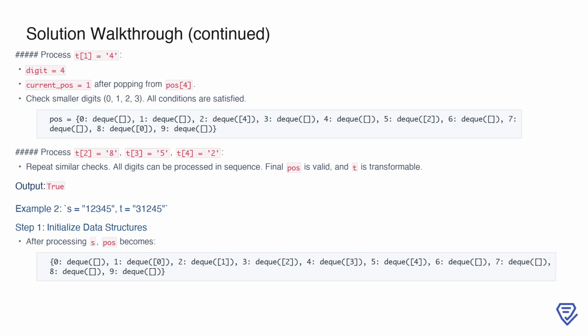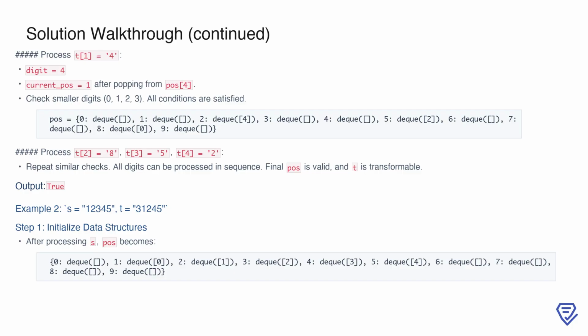Now, we move to the next character in T, which is T[1] equals 4. Here, the digit is 4, and we pop the leftmost index from POS[4], resulting in current_POS equals 1. We then check all smaller digits, from 0 to 3, to ensure none of them have earlier indices in POS. Since this condition holds true, we proceed. The updated state of POS reflects that the index for digit 4 has been removed.